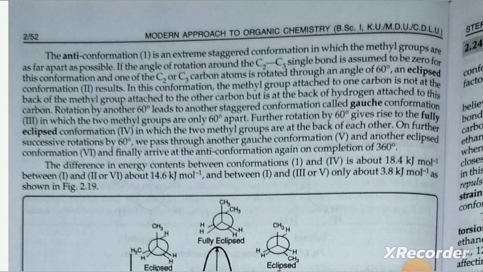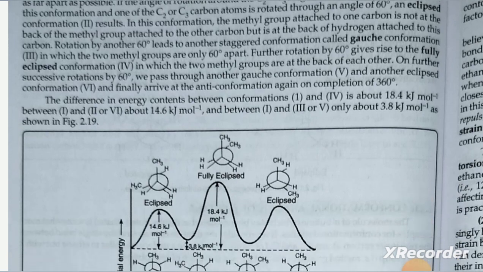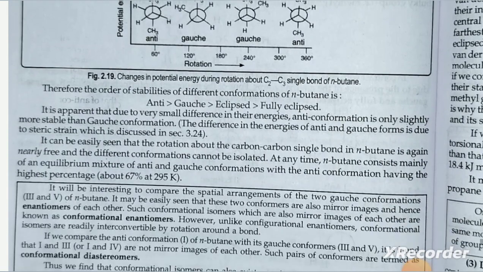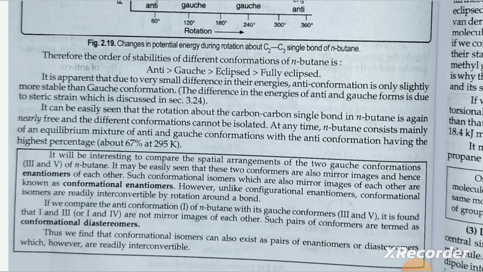The difference in the energy content between conformation first and fourth is about 18.4 kilojoules per mole, between first and second or sixth about 14.6 kilojoules per mole, and between first and third or fifth only about 3.8 kilojoules per mole, as shown in figure 2.19. The order of stability of different conformations of n-butane is anti greater than gauche, greater than eclipsed, greater than fully eclipsed.